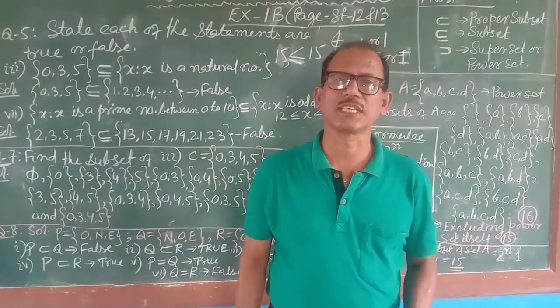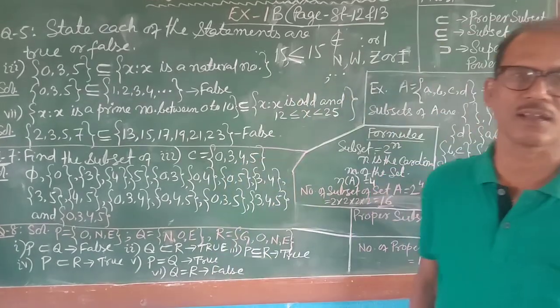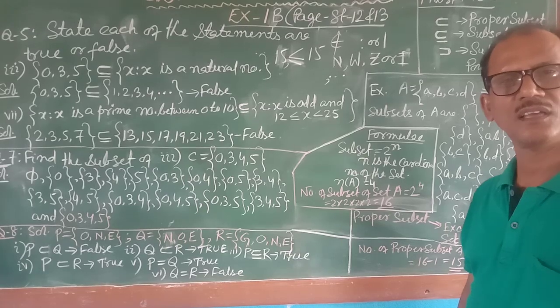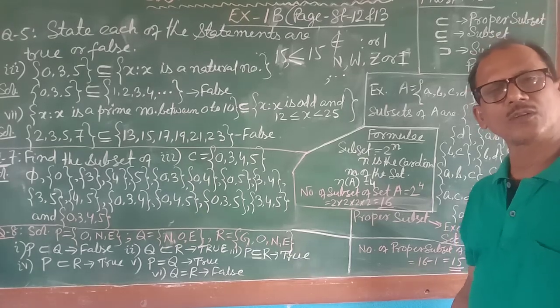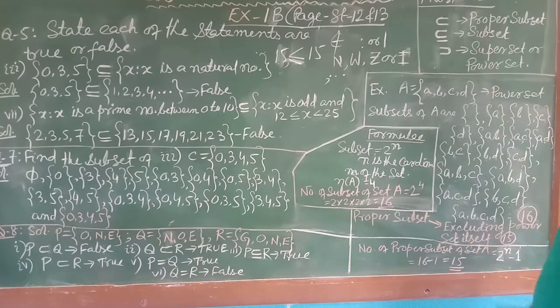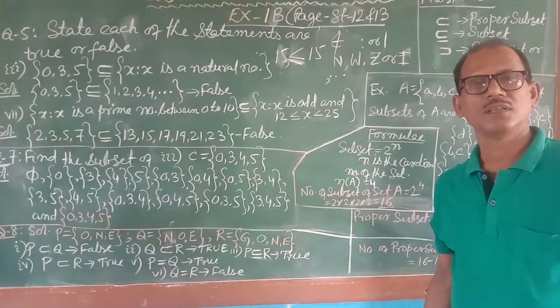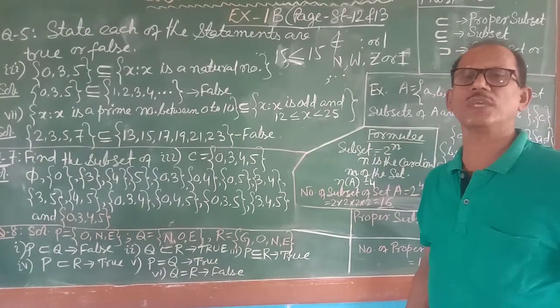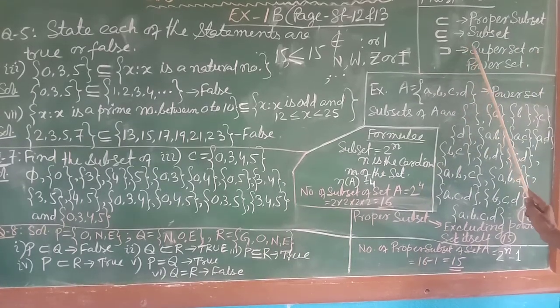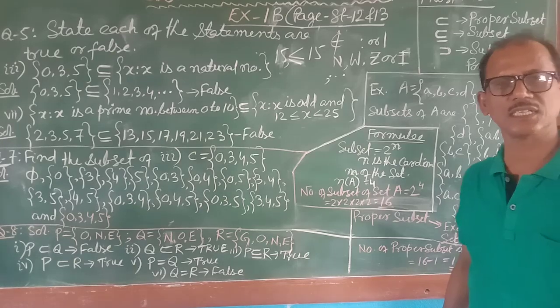In proper subset, the set itself won't be there. The power set or the superset will not be included in a set. Then that will become the proper subset. Could you understand? And subset, it will be included. The power set also includes to create the subset of a power set.